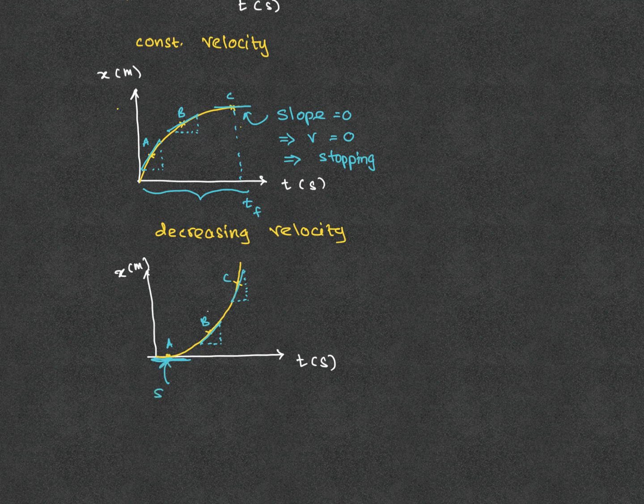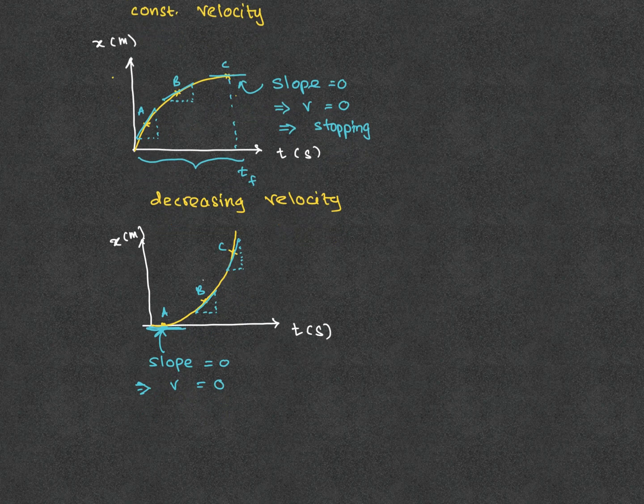And you can see the slope at this point, at point A, equals 0. And the slope means the velocity in x versus time graphs. So you can say the velocity equals 0. Now, unlike last time, at this point you cannot say that the object is stopping, because the time at this point is t equals 0. So you can instead say that the object is starting with an initial velocity of 0. So at this point, initial velocity equals 0.